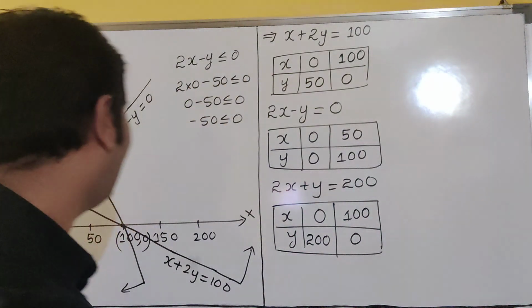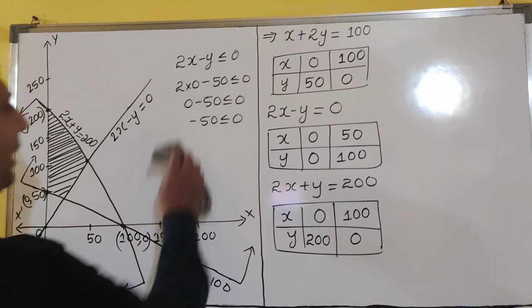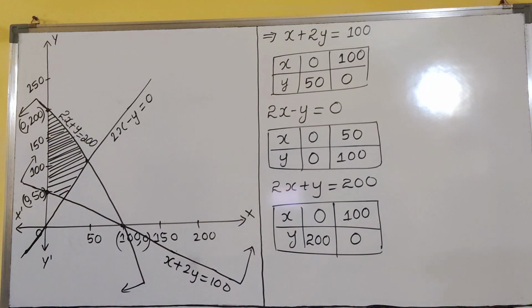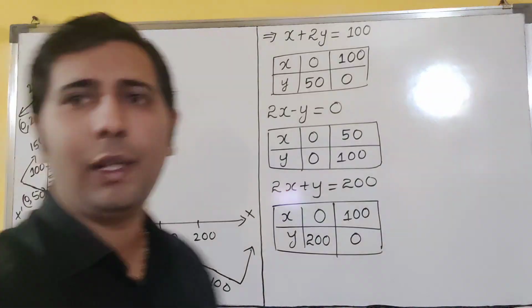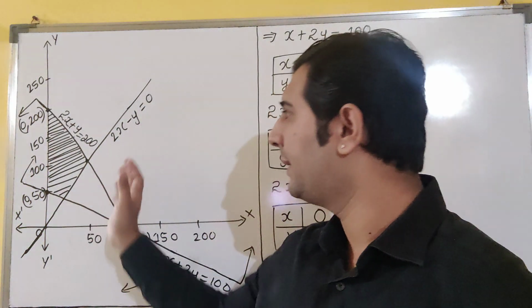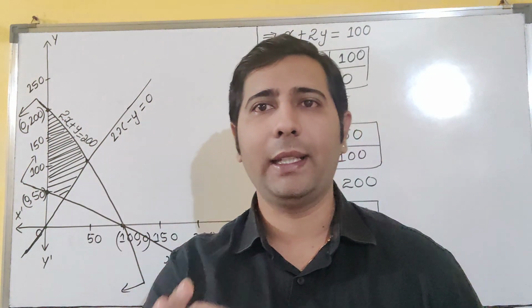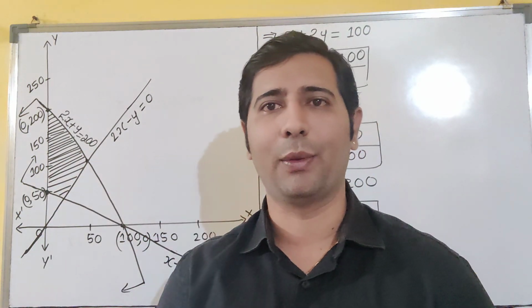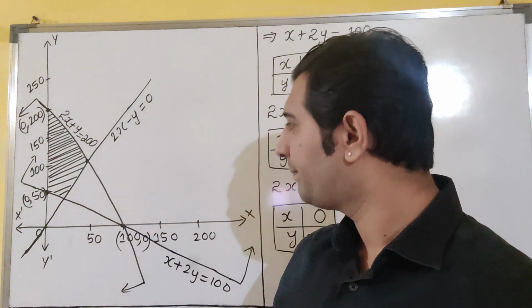Fine. So let us see. I hope it is clear how the shading has been done. Now, many students are saying, this is difficult, sir, we are not understanding which side the shading goes. I think I have tried my level best to make you understand. I hope you have understood.